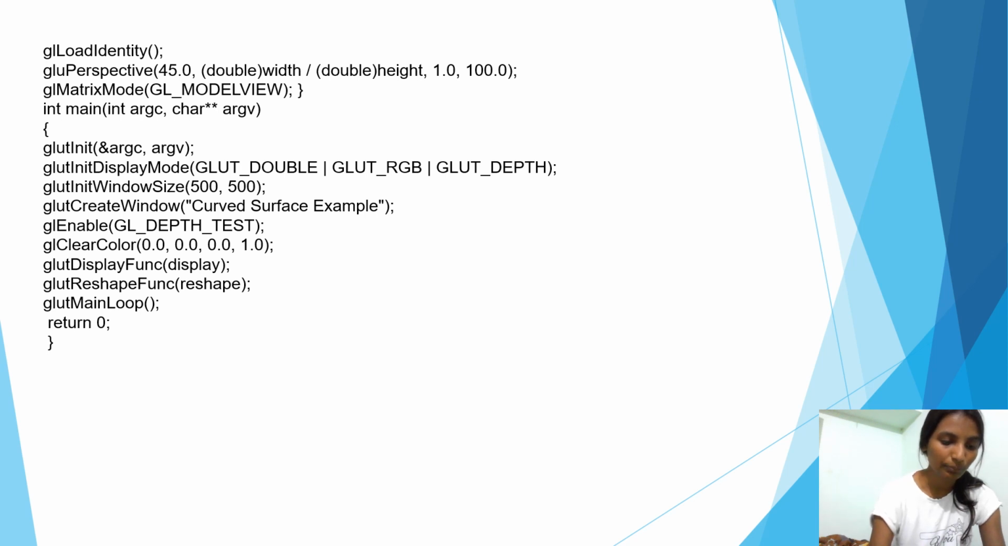This code sets up a basic OpenGL program that displays a Bezier surface defined by control points. When executed, it will open a window and render the curved surface. You can modify the control points or the parameters in the gluPerspective call to experiment with different shapes and perspectives.